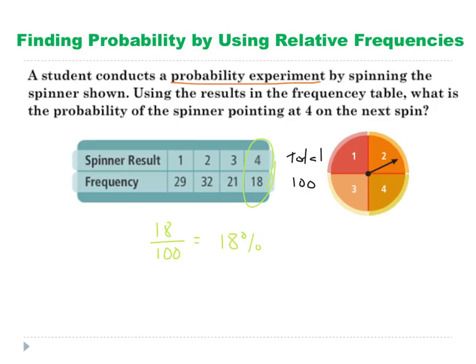Because we know if any of these events is equally likely to occur, the theoretical probability of getting any of these numbers on the next spin is 25%, 1 in 4. But based on our experiment, this experimental probability is giving us that it is an 18% chance of us getting a 4 on the next spin.